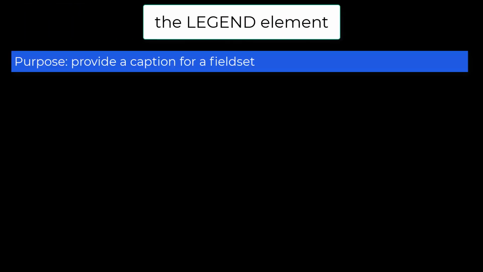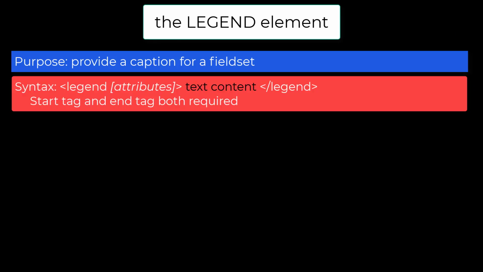The legend element. This element's job is to provide a caption for a field set, so it must be the first item contained within a field set declaration. Syntax: start tag, legend, possibly some attributes, and then the text content, which is the text of the legend, and then an end tag. Start tag and the end tag are both required, and the text content displays in the border of the field set. Again, an example coming up.